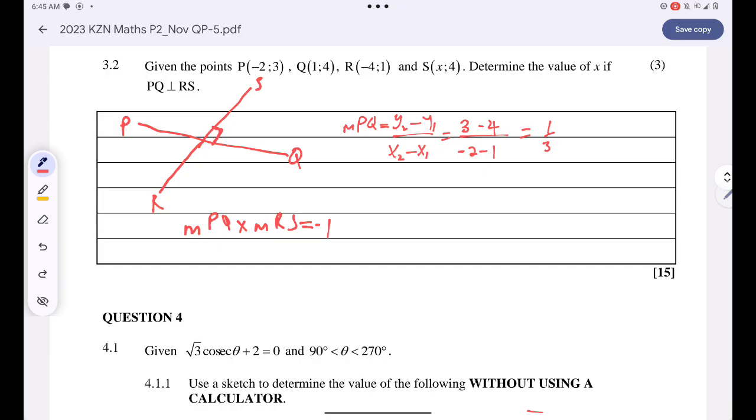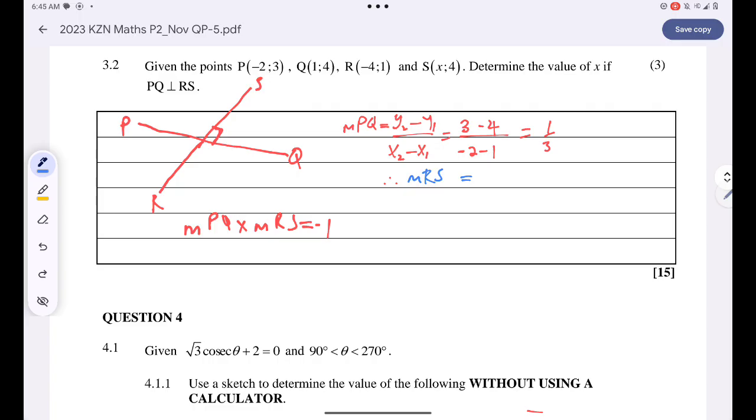If ever, guys, I have two lines which are perpendicular, and I have the gradient of one line, I must just find the gradient of the other line. Therefore, for me to find the gradient of line SR or RS, I must just take the gradient of PQ, flip it around and change the sign. That's all I need to do.